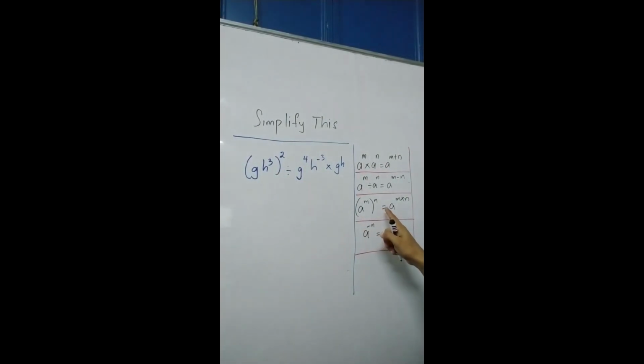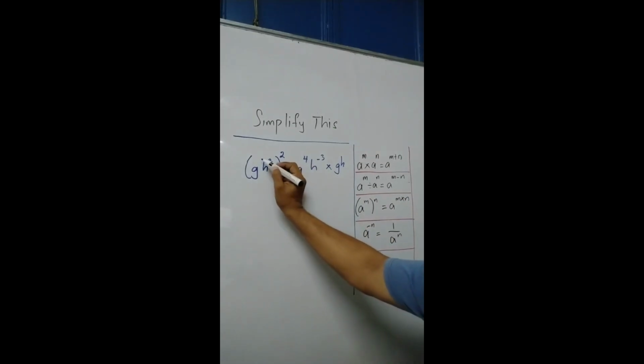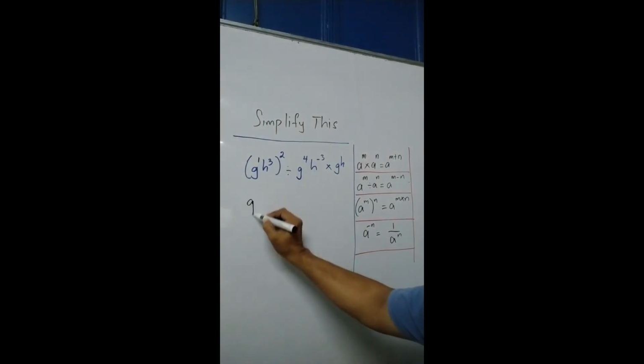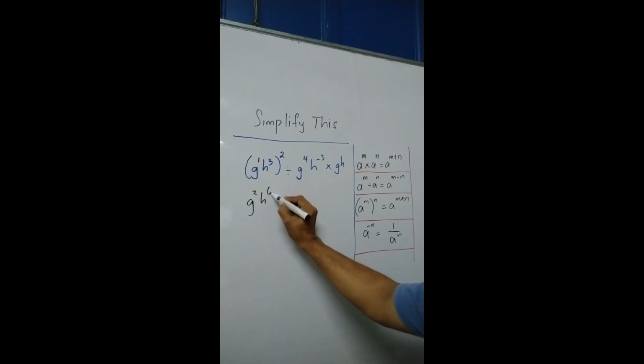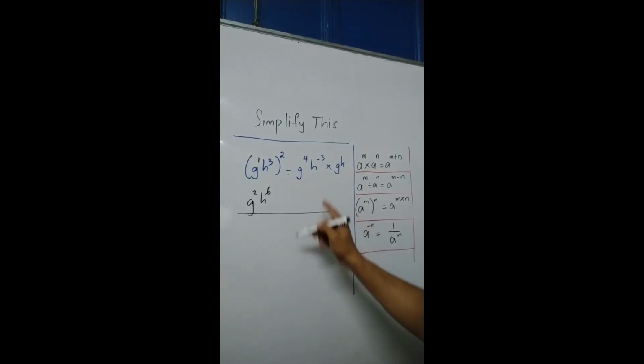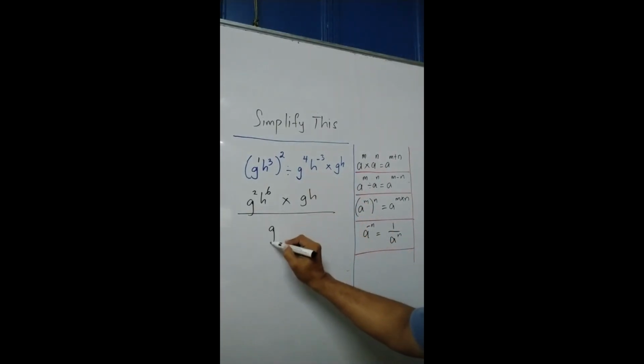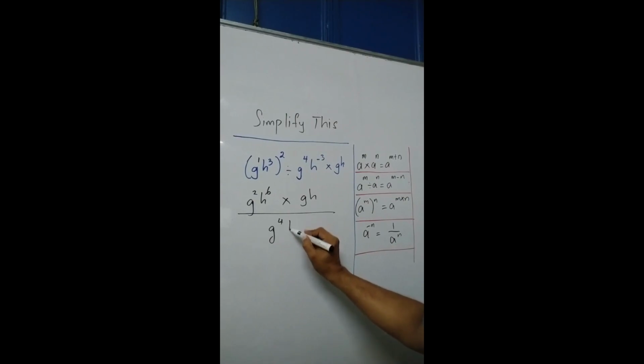We use this rule, a^m to the power of n equals a^(m times n). So we have here G^1, 1 times 2 is G^2, H to the power of 6. Divide, and for the times you write G H, and for the divide here you just write down your denominator.